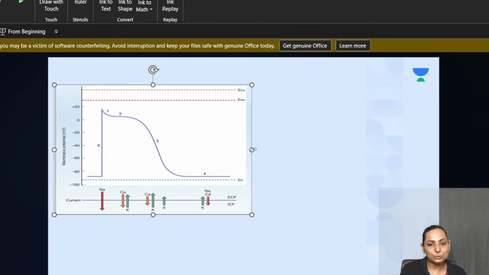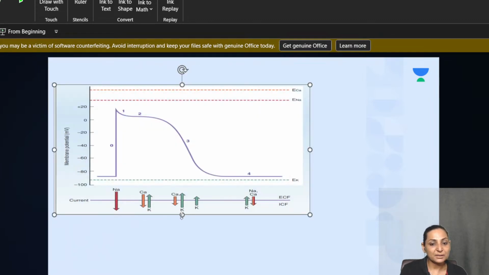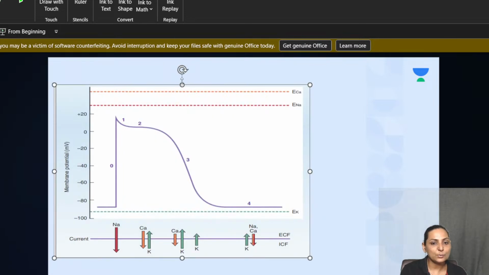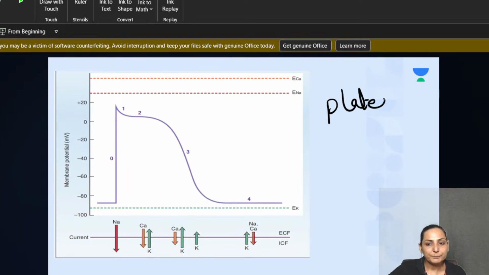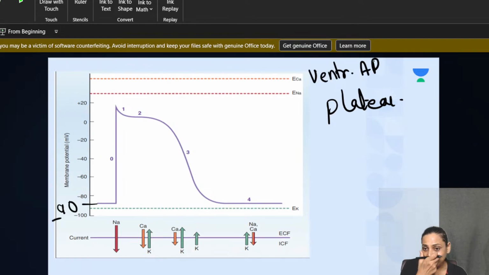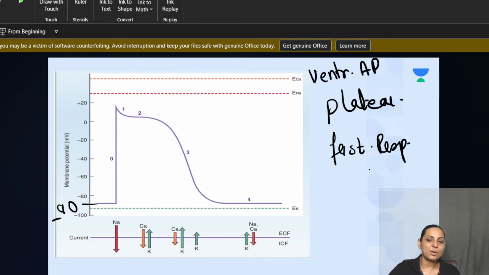Moving on, next is the action potential of the cardiac muscle, which is asked, and again you are asked the ionic basis of the action potential. So you can see that this is a plateau where the RMP is around minus 90. This is also called the ventricular action potential. Okay, this is our ventricular action potential, and it is a fast response. Why do we call it a fast response? Because the SA node has got a slow response.